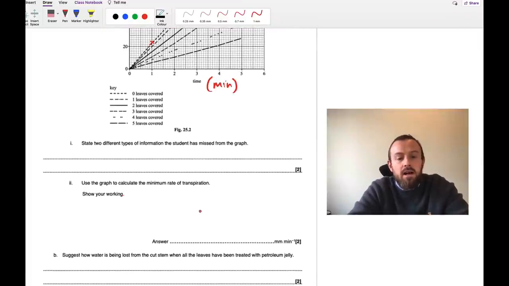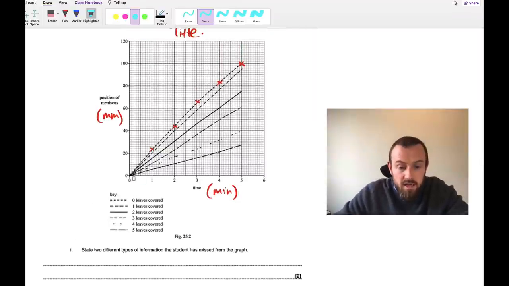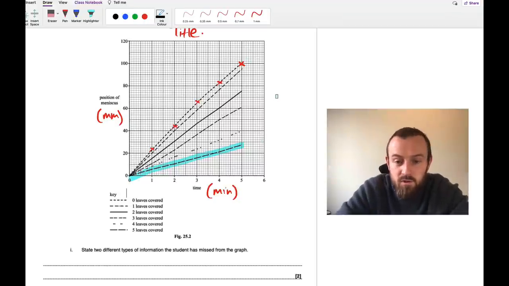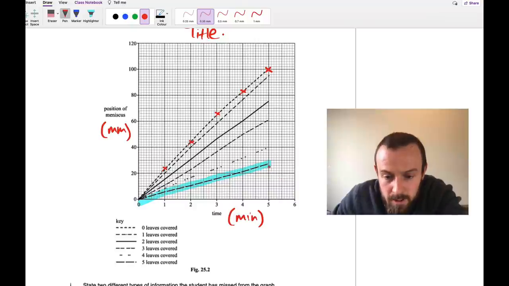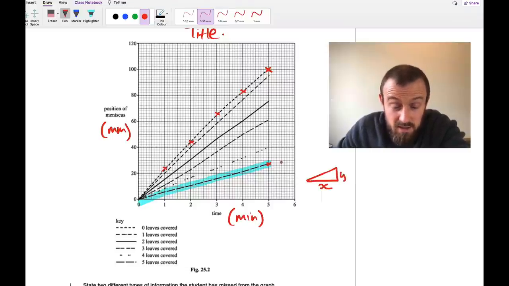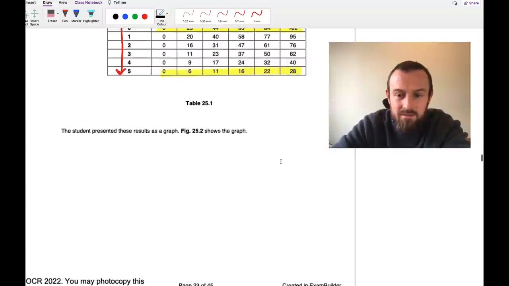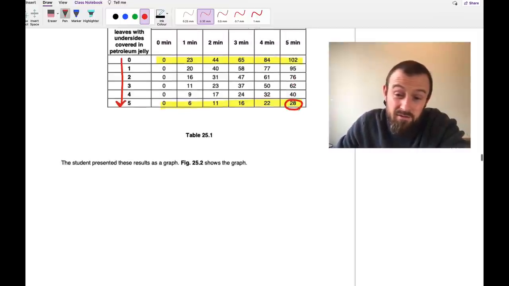Then it says, use the graph to calculate the minimum rate of transpiration. Now, some of you misread this and went for maximum. It wants the minimum. So which is the slowest transpiration rate? It's this one here, that one. So how do you calculate the rate of transpiration from this graph? Well, you could basically pick a few different spots. You could pick this spot right here, that data there. And whenever you're doing a rate, it's the y change divided by the x change. And in this case, the y change there at 5 minutes is 28. I'd actually probably just go back and look at this. 28 divided by 5, you could do.